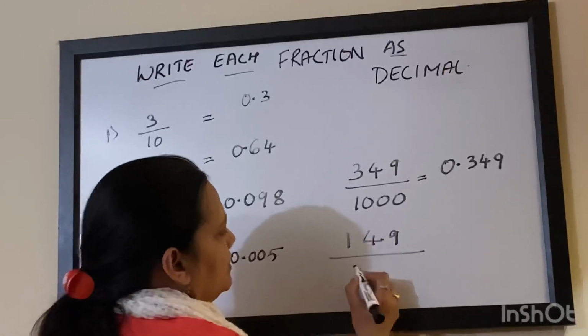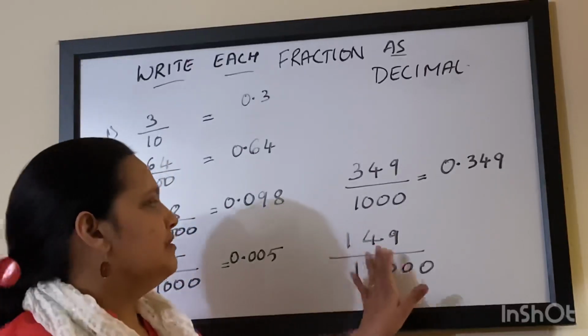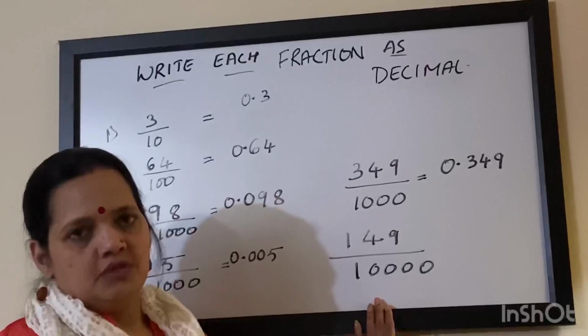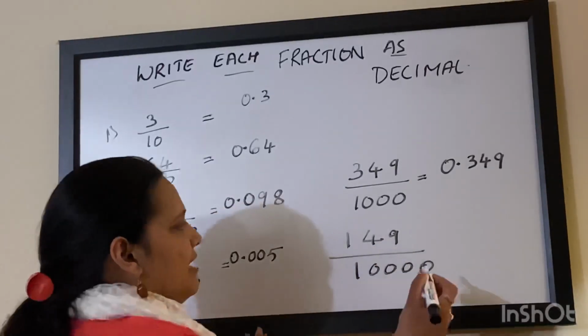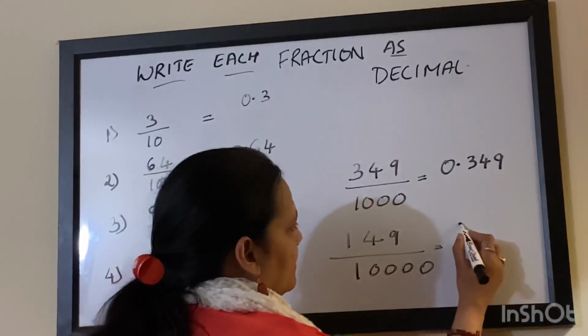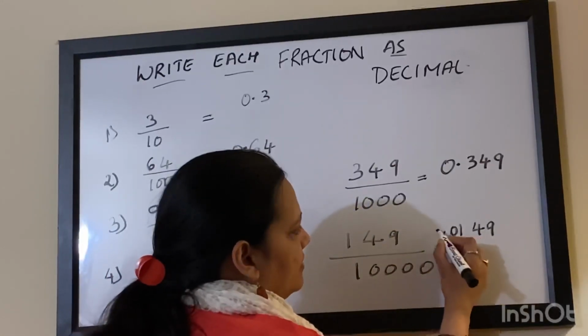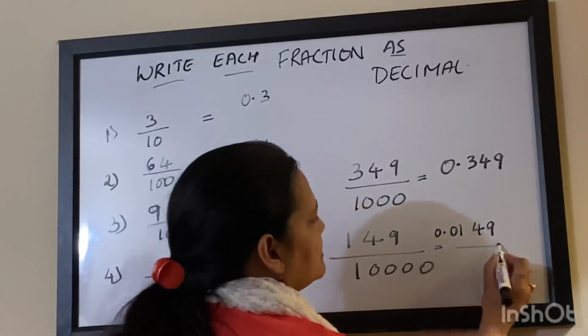Like if it is something like this, maybe 149 upon, and maybe like here in the denominator there are 4 zeros. So what will happen? Because it is 4 zeros, 149 as it is, and we will put a 0 here, and it will be like this, right? So this will be this decimal number.